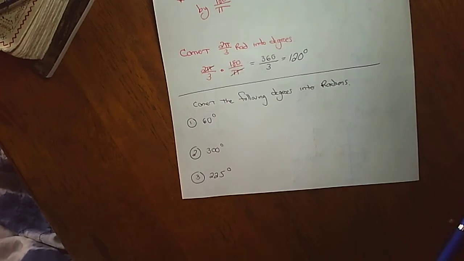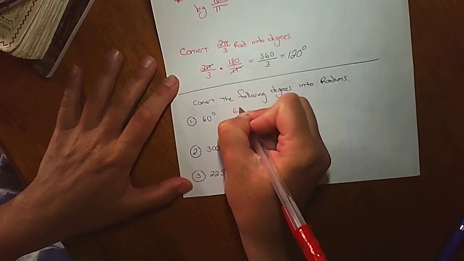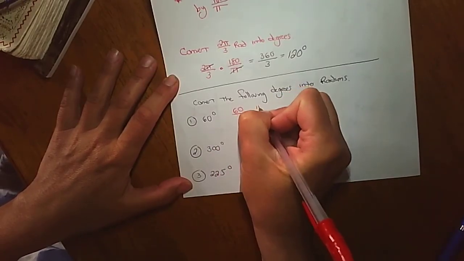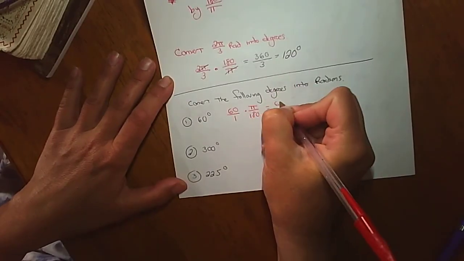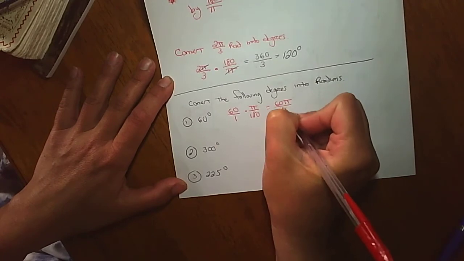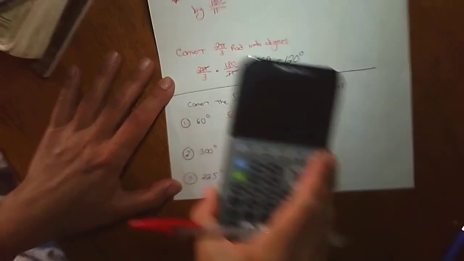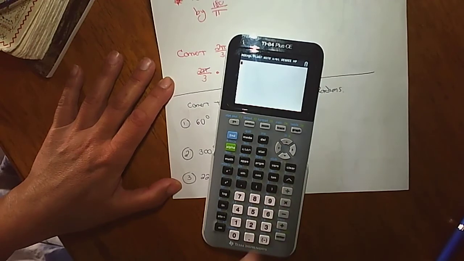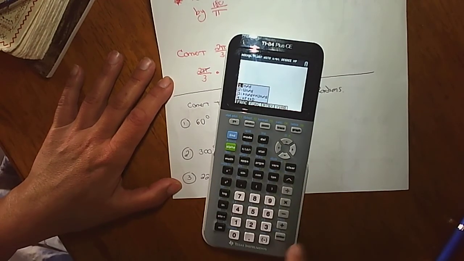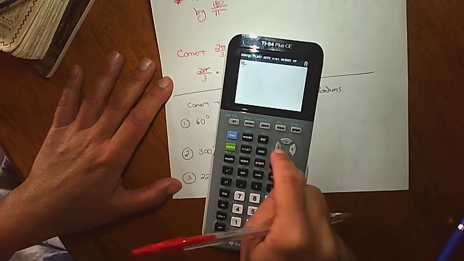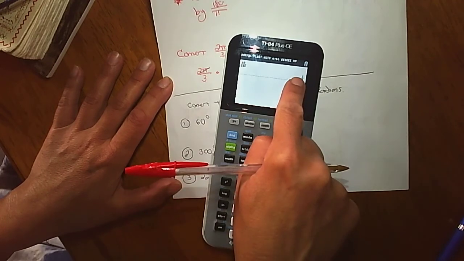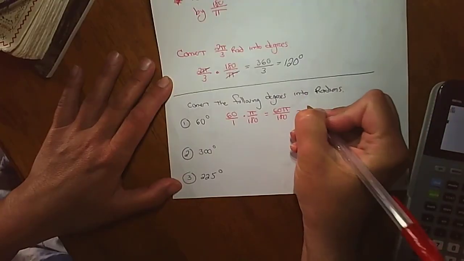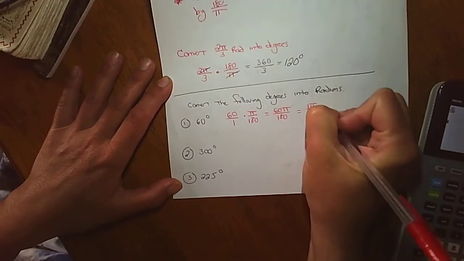All right, so I hope you paused me so you can do them on your own. I'm going to take 60 degrees. So I'll do 60 over 1 times pi over 180. Okay. That makes 60 pi over 180. Now, for those of you who don't like reducing, we can use our calculators to help us. What you can do is do the fraction button and just put 60 over 180. Don't put the pi in. And it'll reduce the fraction. It'll say 1 over 3. So that means I'm going to have 1 pi over 3 rad.